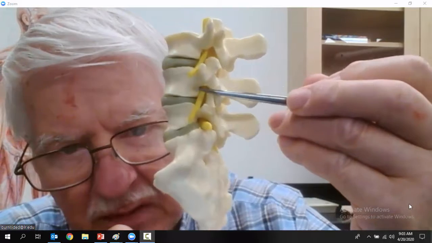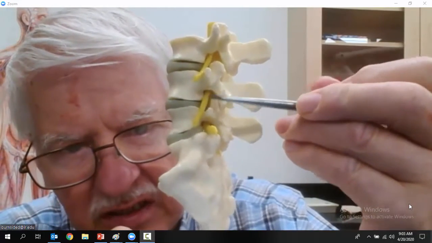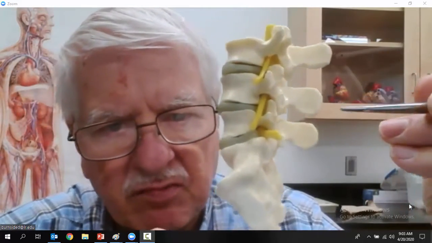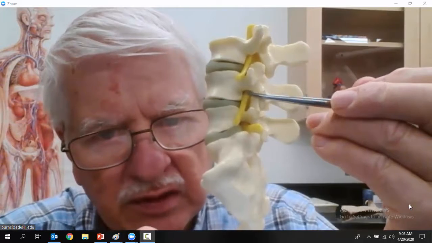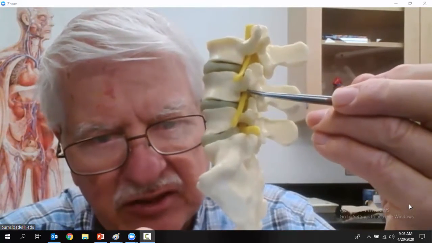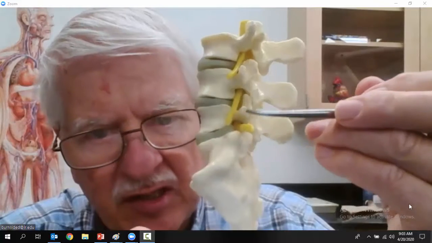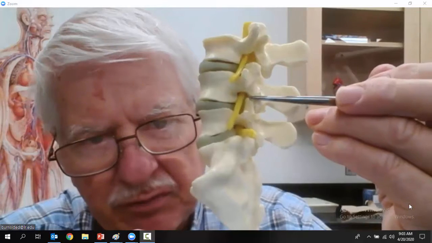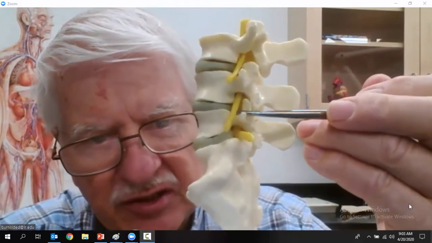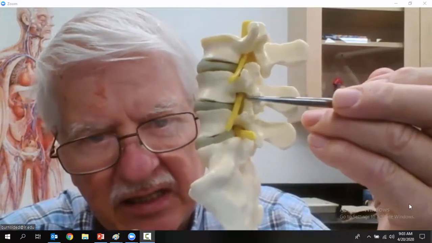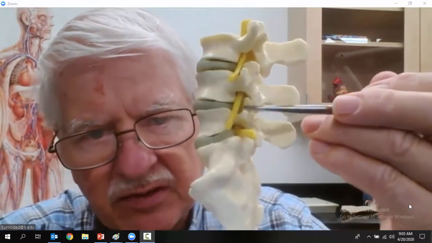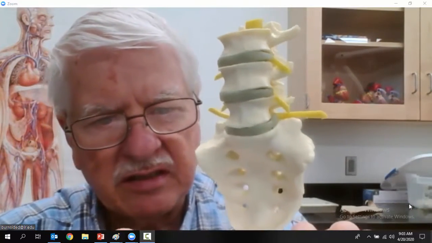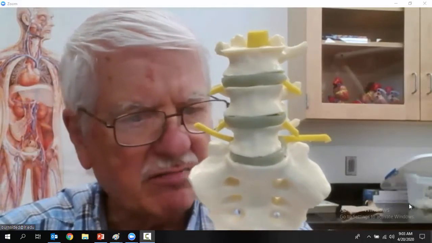See right here where the spinal nerve is coming through? It comes through what's called an intervertebral foramen. Foramen means hole, and intervertebral means between the vertebrae. There's not a hole in either one of those vertebrae, but the notch on this superior vertebra and the notch on this inferior vertebra make a foramen, make an opening for the spinal nerves to go through. So I hope you can see the number of things that are neat about this little model.